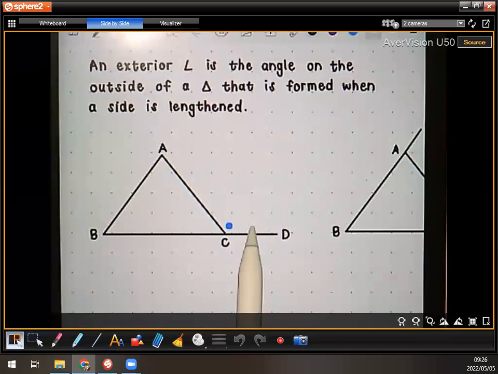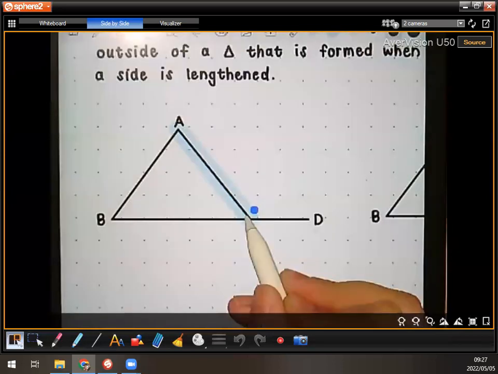So please make a dot there. All right, that angle is one of the exterior angles, the only one that we can see on that diagram, the exterior angle of triangle ABC. Now, guys, we are going to name this angle, right?